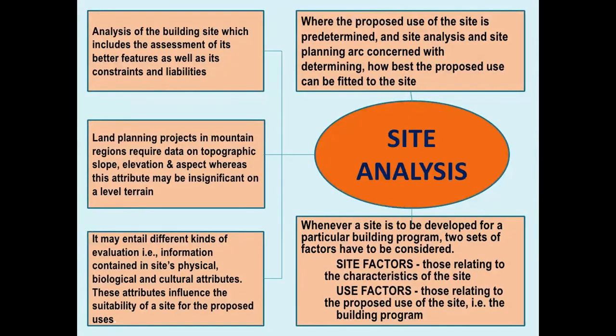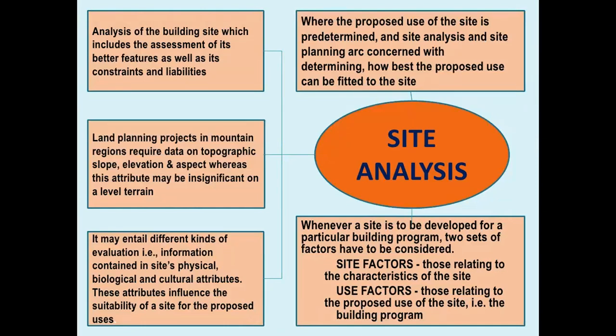Now, site analysis for a building site includes the assessment of its better features as well as its constraints and liabilities. So it is good to analyze it for the better features as well as its constraints. Then land planning projects in mountainous regions require data of topographic slope, elevation, and aspect, wherein the attributes may be insignificant on level terrain. They may entail different kinds of evaluation, that is, information containing the site's physical, biological, and cultural attributes.